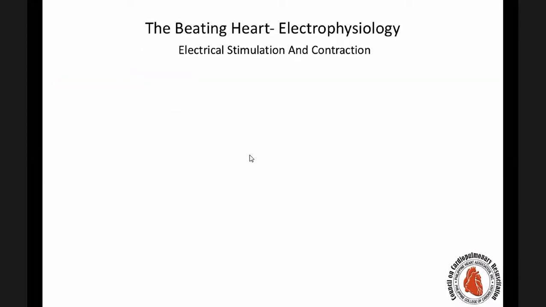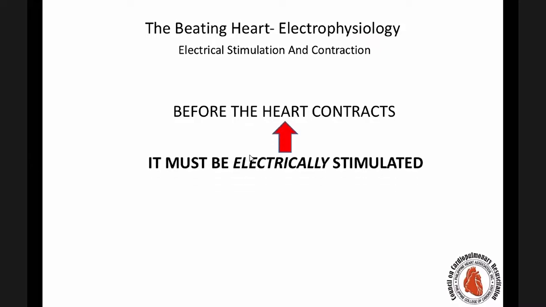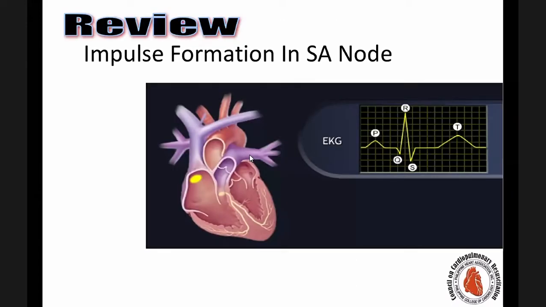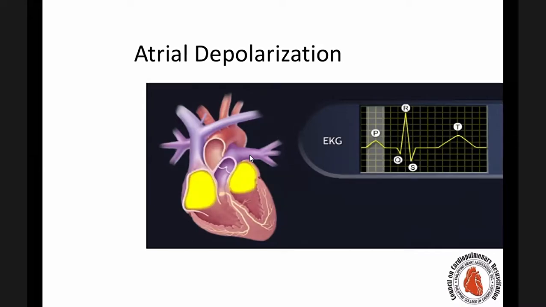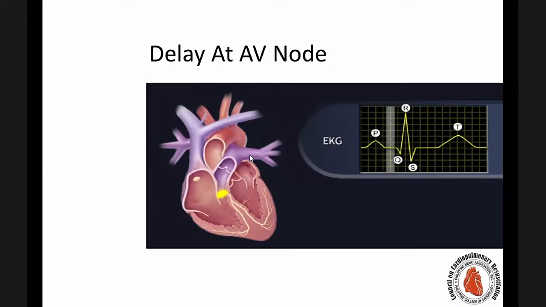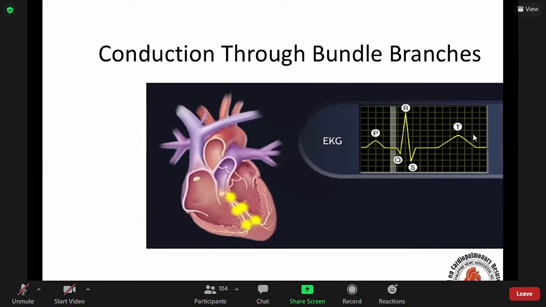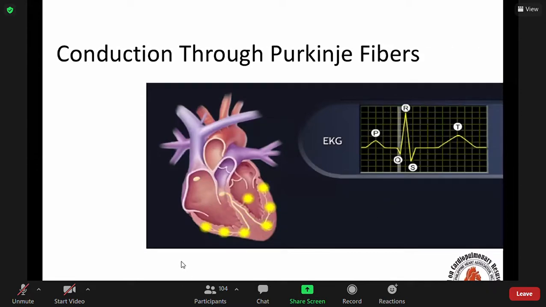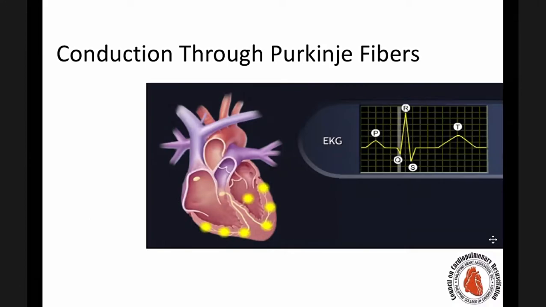So just a little review: before the heart contracts, it must be electrically stimulated. And for the electrical stimulation to occur, there must be depolarization of cells. Starts with the P wave. It is conducted to both atrium and then to the AV node, and then to the right and left bundle branches, and then Purkinje fibers. And that's the time that the ventricles will contract after the QRS has been formed.